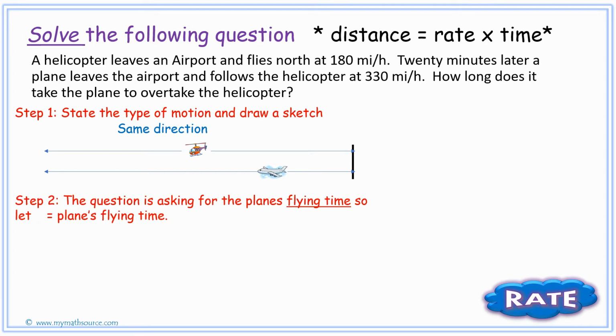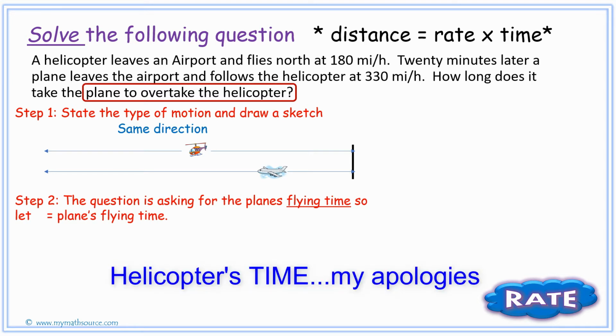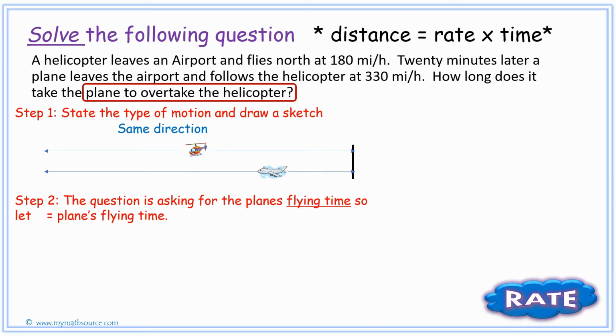In step two, the question is asking for the plane's flying time, so we're going to let the basic variable represent the plane's flying time. And since we're looking for time, we're going to let it be t. And that's mainly because it's going to overtake the helicopter. Now, you could have looked for the helicopter speed. It's just that if you do that, you have to make a mental note of what your variables represent at the very end in order to find and replace. I might do that on the next video. For this one, t is going to be equal to the plane's flying time.